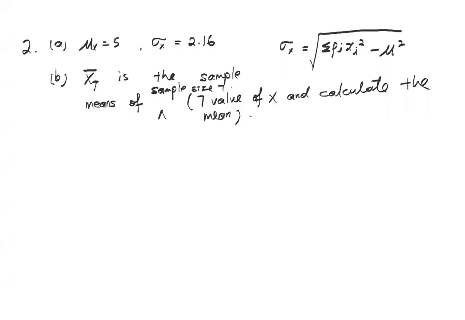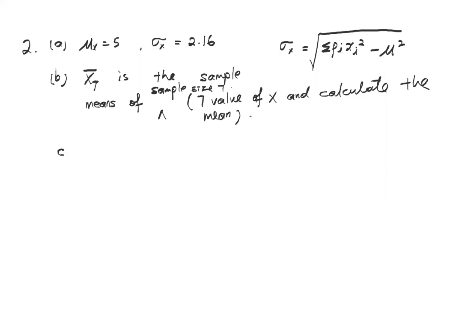It's the meaning of X bar something. So next time you want to explain this, you will say that X bar 7 is the sample mean of sample size 7, which means randomly pick 7 values of X and calculate the mean. Got it? You do it like that. Okay, now find the mean and the standard deviation of X bar 7, shouldn't be a problem, correct?